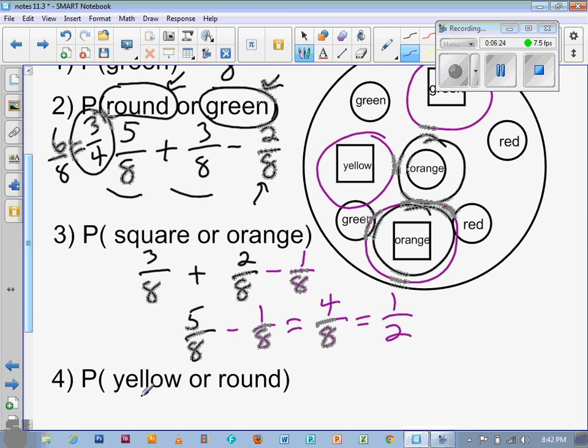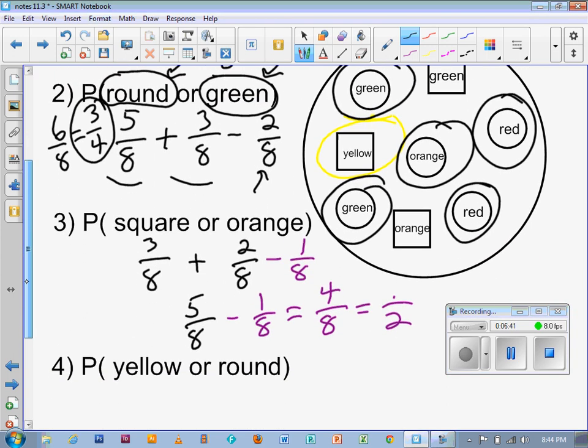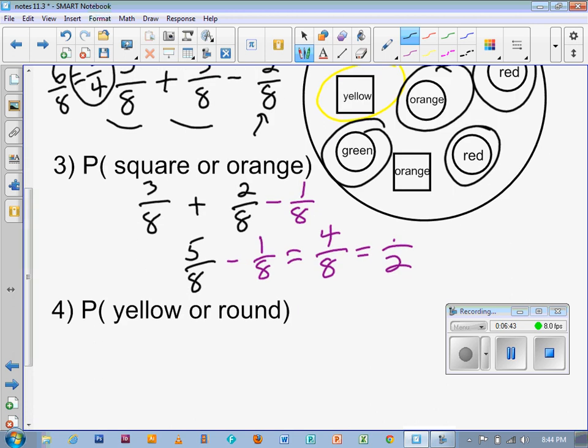All right, now try number 4. I'll hit pause and you try number 4. Okay, welcome back. Hopefully you were successful with this problem number 4. We're trying to calculate the probability of selecting a token that's yellow or round. As you can see, I tried to color code this. There's 1 yellow token in our list of options. So basically, we're looking at 1 out of 8 to get a yellow token.